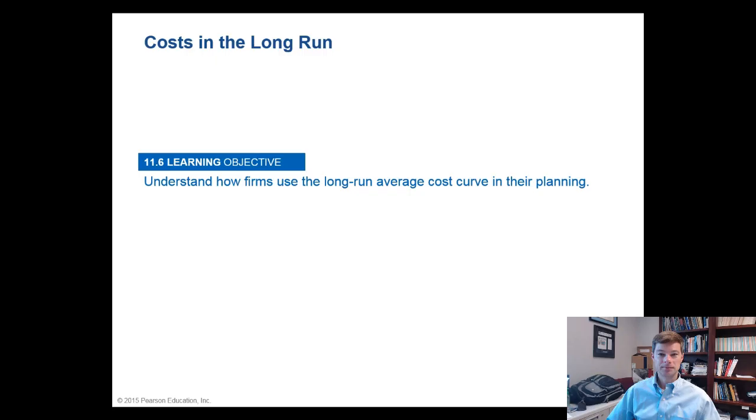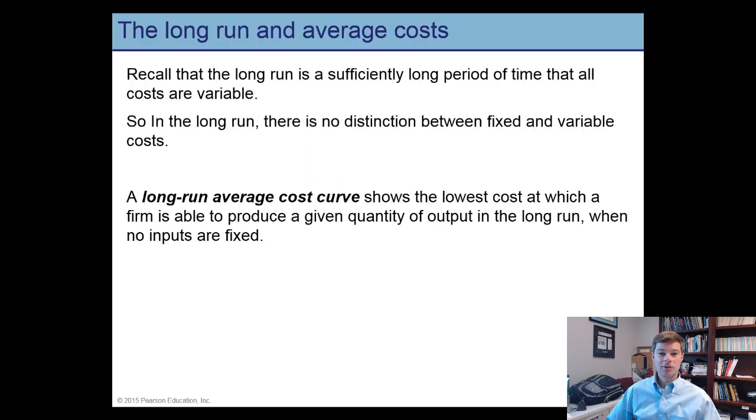We're going to continue our discussion of production by looking at the long run. Let me remind you that there are two kinds of inputs, fixed inputs and variable inputs. Variable inputs can change, and they increase output if we use more of them. Fixed inputs, by definition, are fixed and don't change. In the short run, some inputs are fixed and some inputs are variable. In the long run, all inputs are variable.